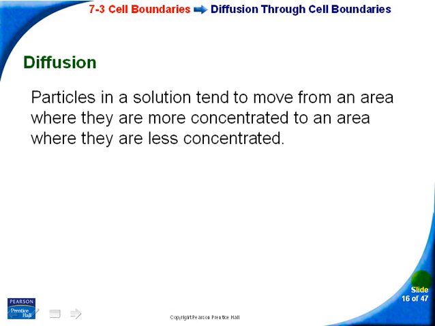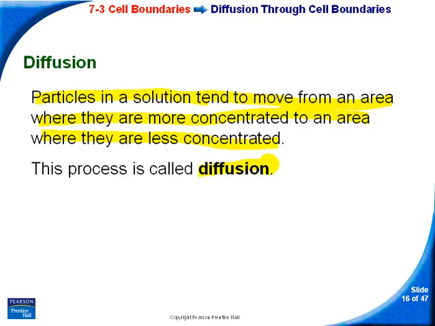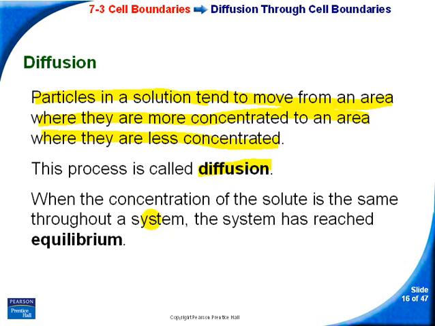So what happens during diffusion? This is true for solutions, and this is important to remember: they tend to move from an area where there is more concentration to an area where there's less concentration. We call this process diffusion. When the particles have moved through the solution and it's equal throughout the system, that means the concentration is the same throughout the system, then you've reached what's called equilibrium.